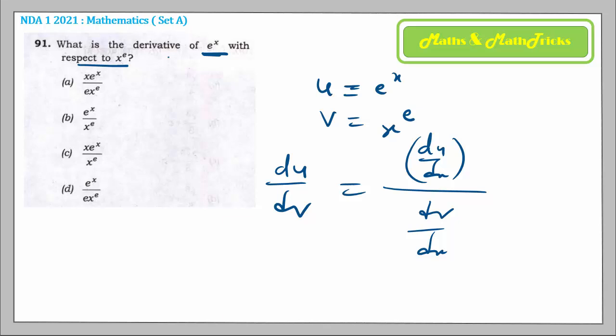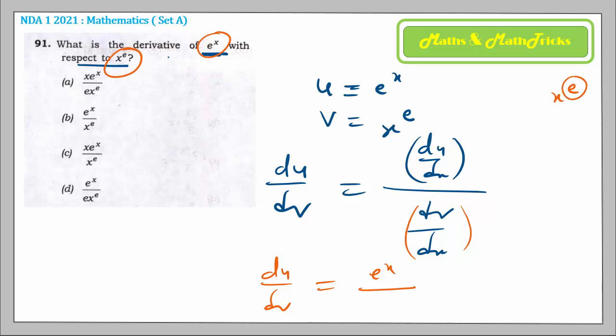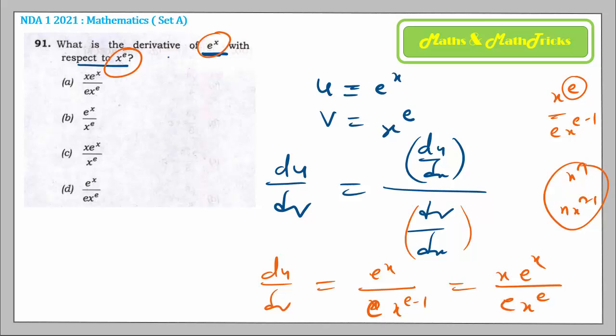So when we apply this concept here, you will write the derivative of u in the numerator with respect to x, it will be e power x. Denominator dv by dx, x power e derivative. See, in x power e, e is a constant. So it's like the x power n rule, n x power n minus 1, remember. So if you apply here, you will get e x power e minus 1. Now x power e minus 1 can be written as x power e upon x. So x will come to the numerator: x times e power x upon e times x power e, that is in the option A.